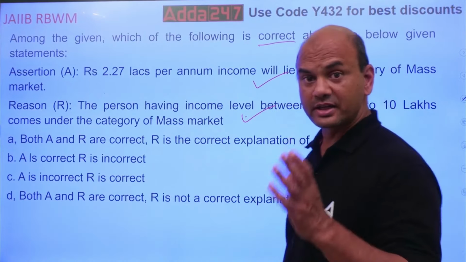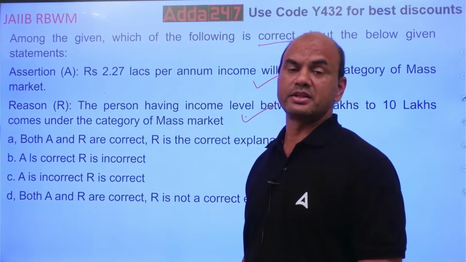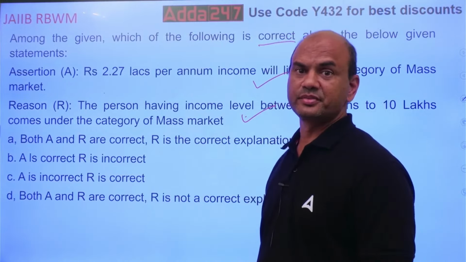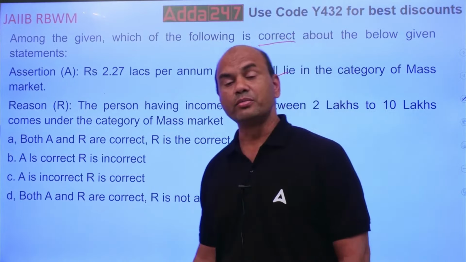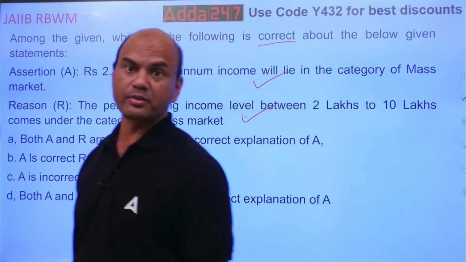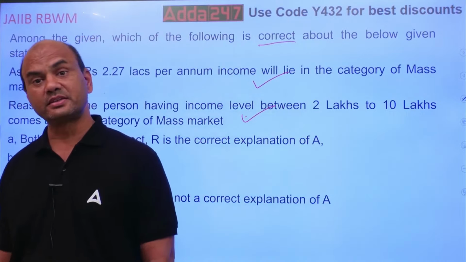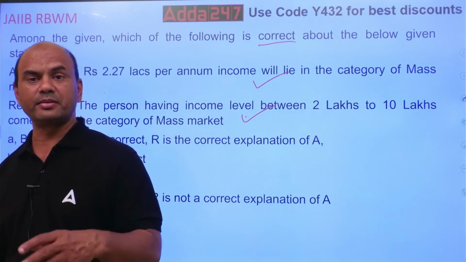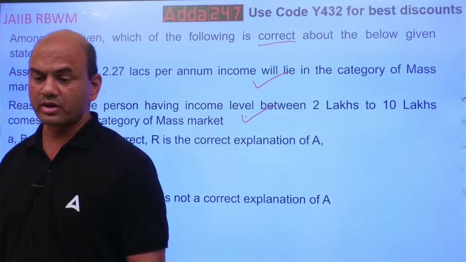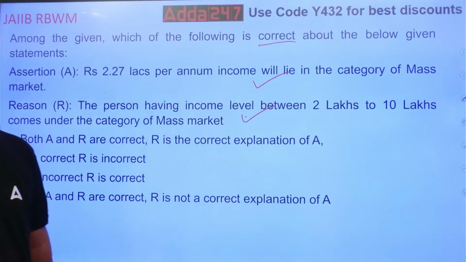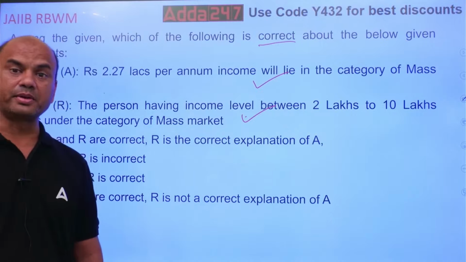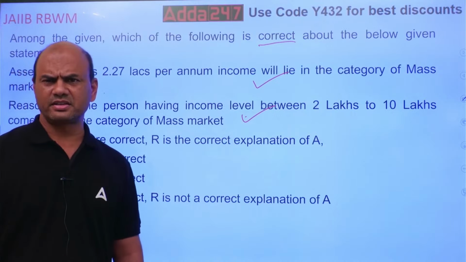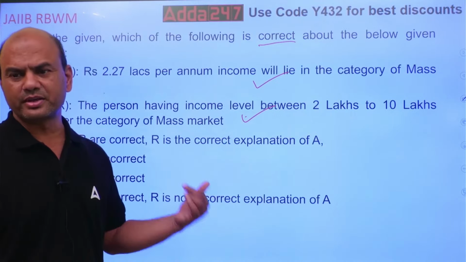There are various categories for these customers. Mass market is from 2 to 10 lakhs, and 10 lakhs to 50 lakhs is a separate category. What are the other categories? Type in the comment section, everyone. What are the other categories? I have taken this earlier in one of the topics, just two days back.